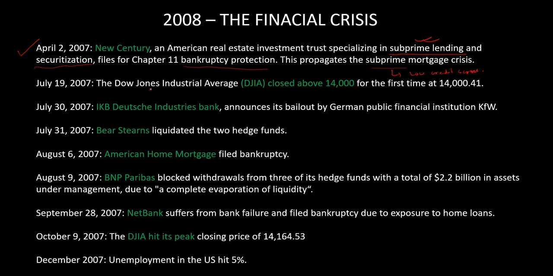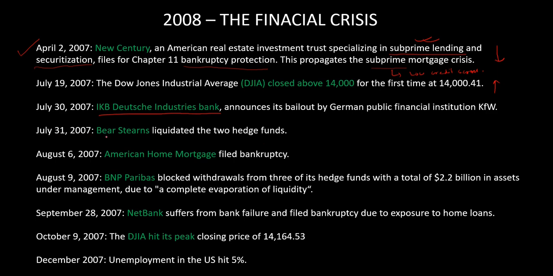June 2007, the Dow Jones Industrial Average closed above 14,000 for the first time. So, parallelly, the fundamentals are going down and the stock market is going up. This is a phenomenon we see very often, right? July 30, 2007, IKB Deutsche Industriebank announces its bailout by German public financial institution KfW. So this is an industrial funding bank which is announcing its bailout. So it was in some capitalization distress. It was bailed out by the public financial institution of Germany.